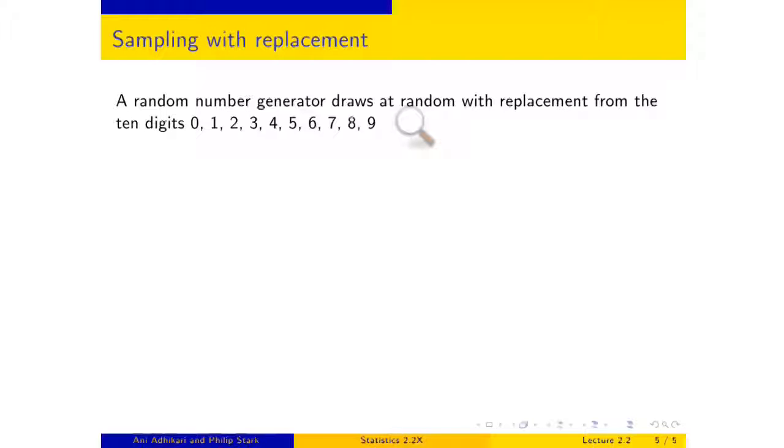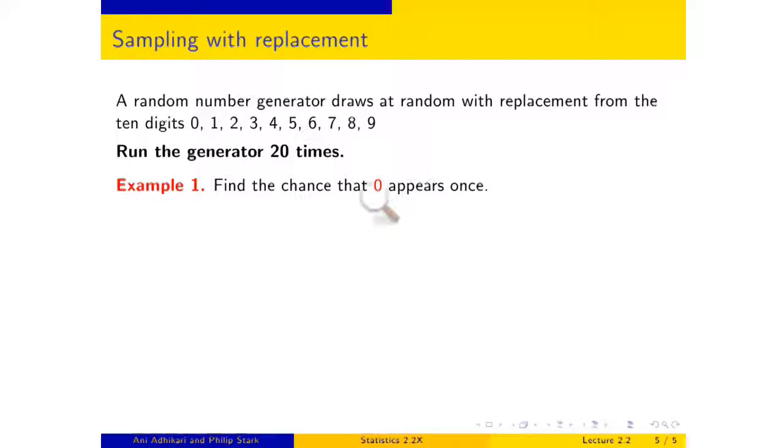And suppose I ask the question: run the generator 20 times and find the chance that the digit 0 appears 1 time. By the way, when I say once, that's 1 time, exactly 1 time. Not at least, not at most, exactly. So here I have 20 independent repeated trials, and I only care whether it's 0 or not. So this is a natural success-failure situation where 0 should be defined as success.